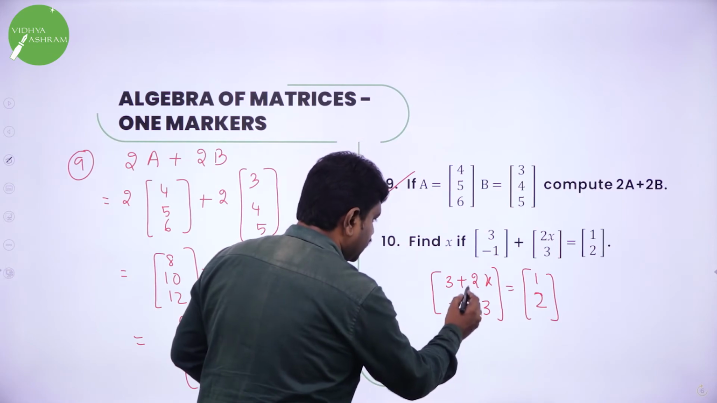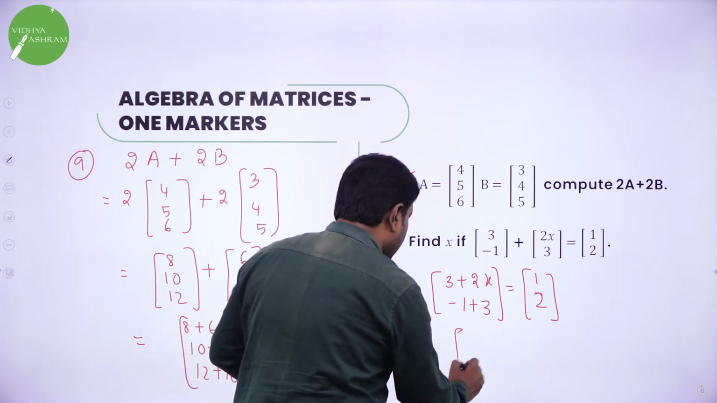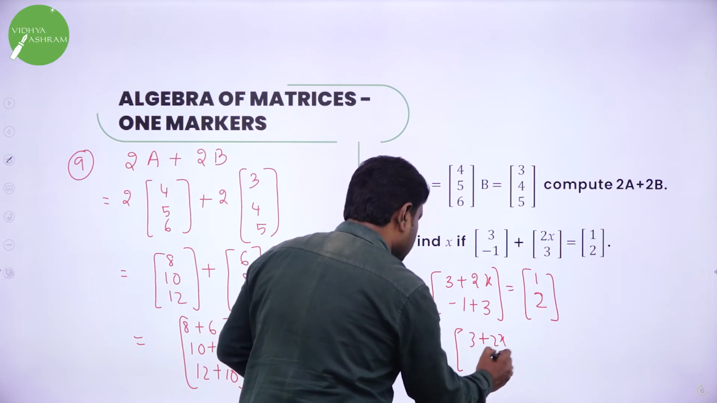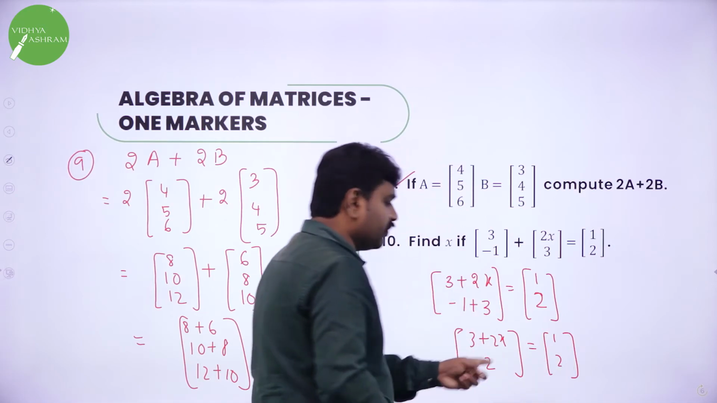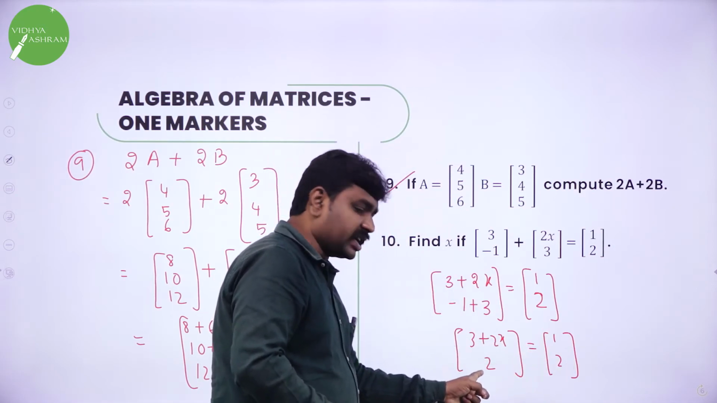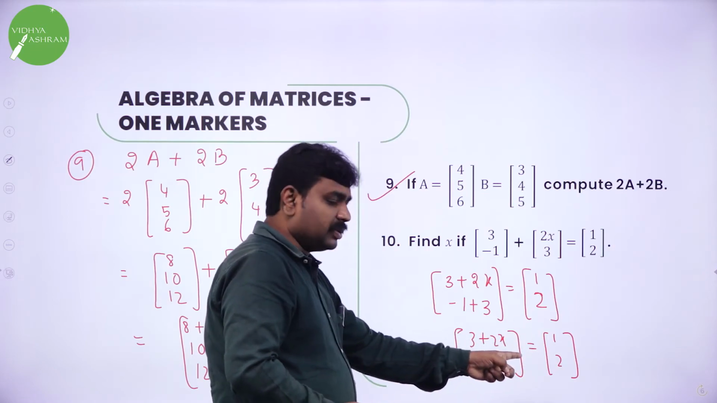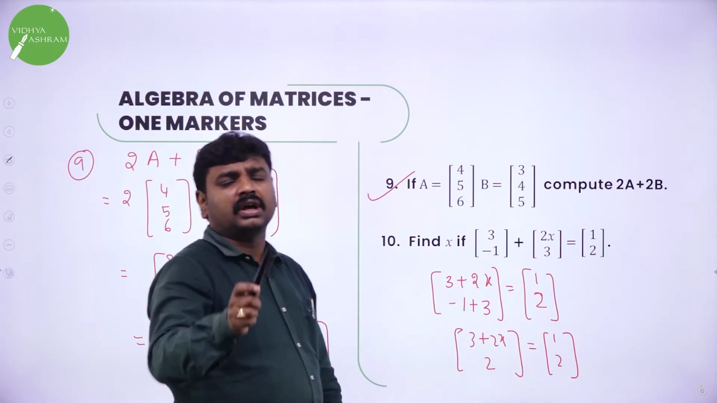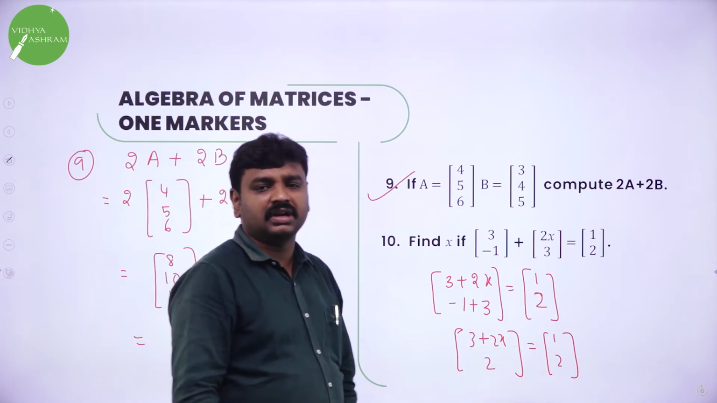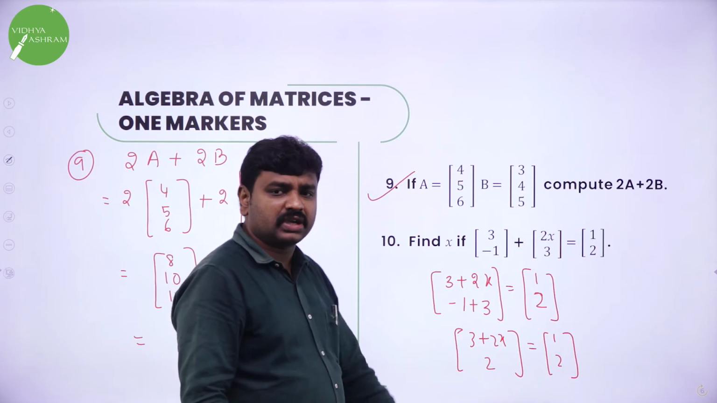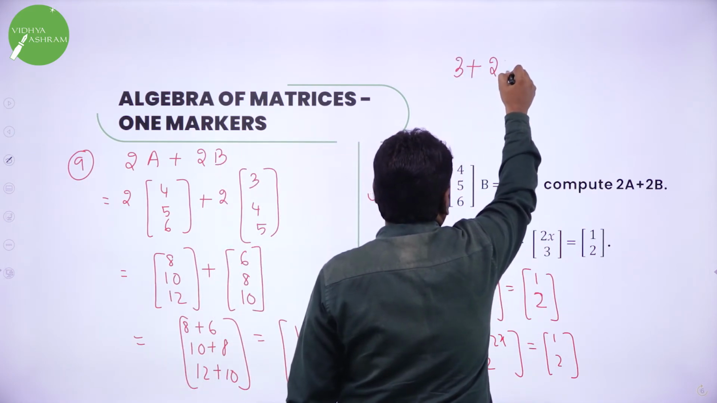Now, if two matrices are equal, corresponding elements should be equal. So 3 plus 2x, and this is 2, here [1 2]. You can see they gave equal, and the corresponding second elements are the same. So the first element and first element should be the same, because in between we have the equal sign. So when can you say two matrices are equal? They should have the same order, they are having the same order, and corresponding elements should be the same. So equate the first element to the first element. What is the first element? 3 plus 2x.